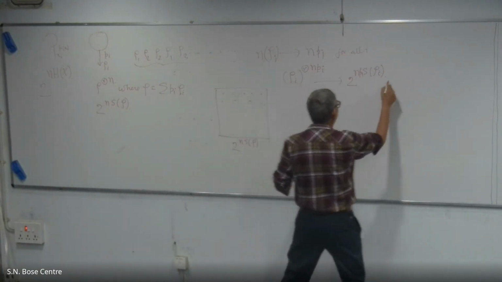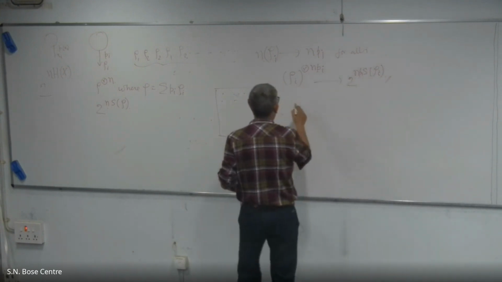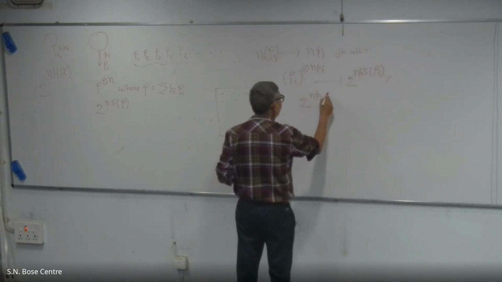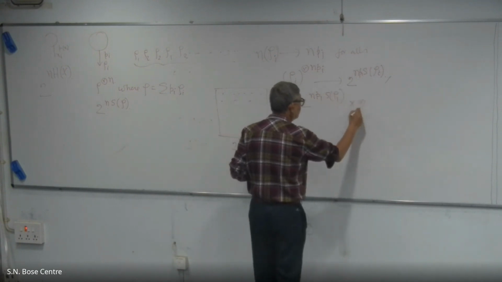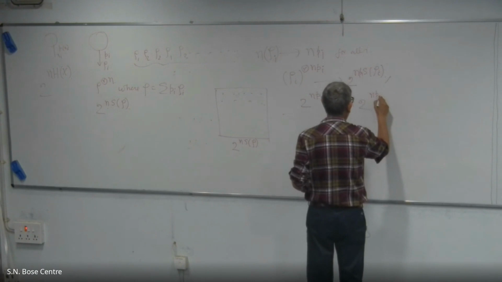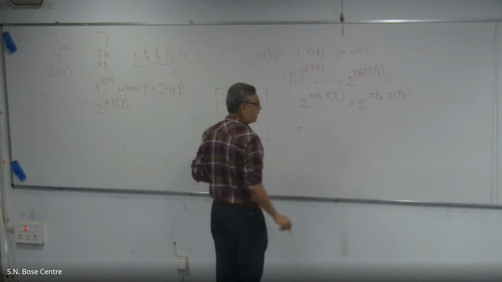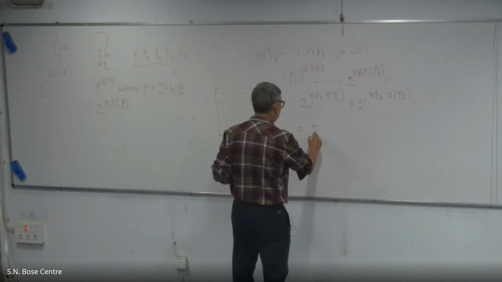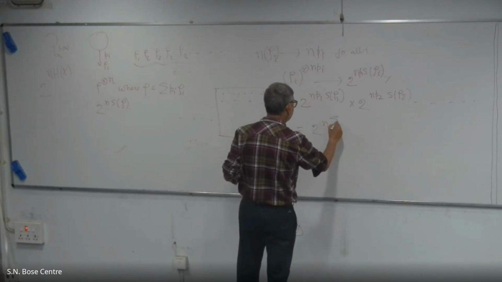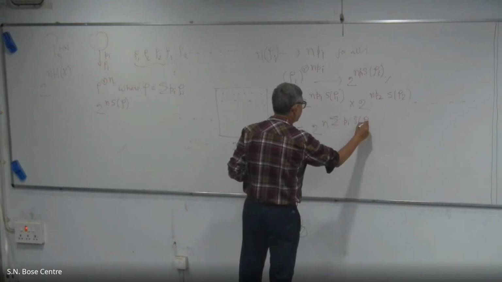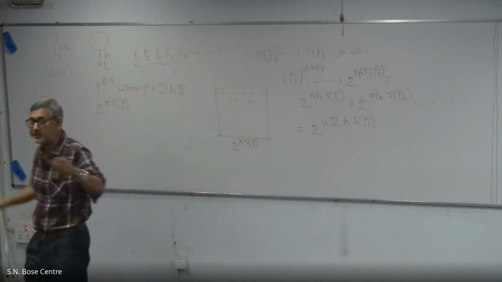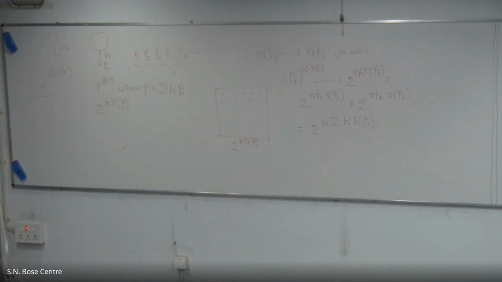So what will be the total thing? It will be 2 to the power n p1 s of rho 1, into 2 to the power n p2 s of rho 2. What is the total number? 2 to the power n summation over pi s of rho i. So this is actually the subspace of each sequence. If you consider each sequence, it will have this amount of subspace on which it will be shuffled.